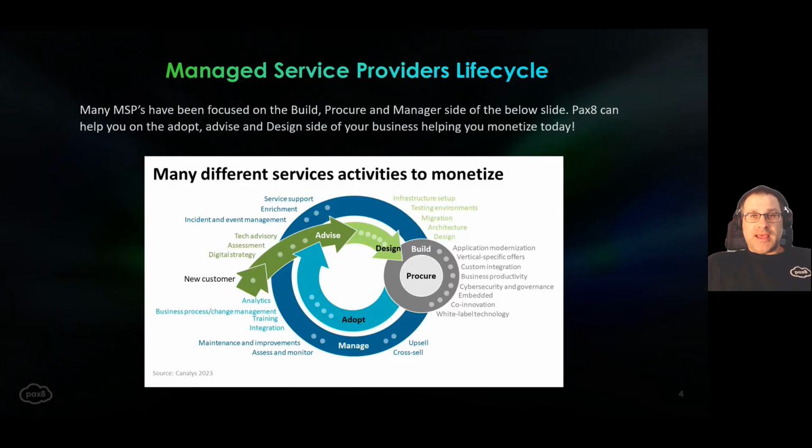This slide talks about how managed service providers over the past decades have been focusing on the build, procure, and manage component of this slide. But there are many different activities that we can do to help monetize you and your business. You've got your customer base that is actively listening for opportunities to increase their business, and we can help you by giving you some highlights into where we think you need to focus your attention to help your customer, and Dynamics is a big play in that as well. So let's move on to the next slide.